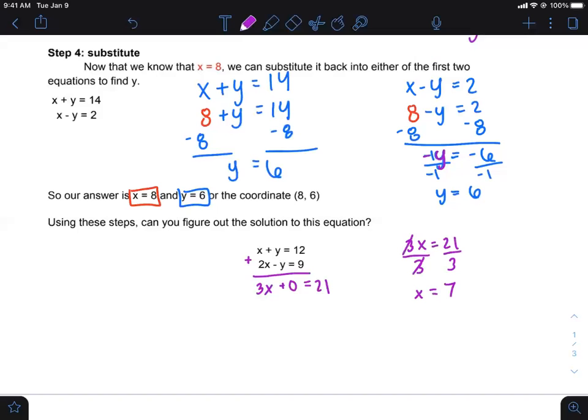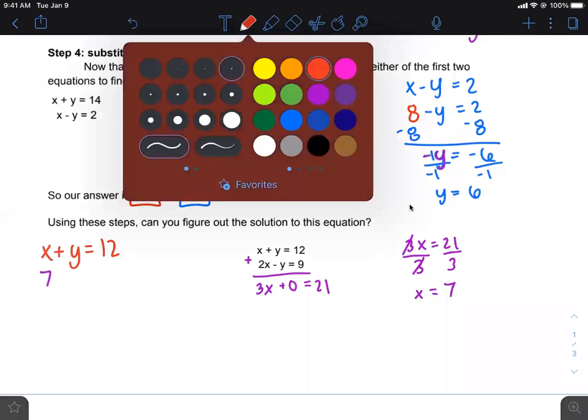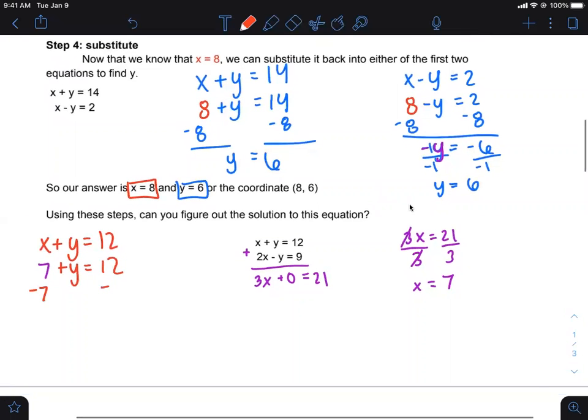Okay. Now let's solve for y. Julie Morella, which one do you want to use? The first one or the second one? Okay. x plus y is equal to 12. x was equal to 7, so 7 plus y equals 12. Morella, how am I going to get y by itself? Beautiful. y is equal to 5.